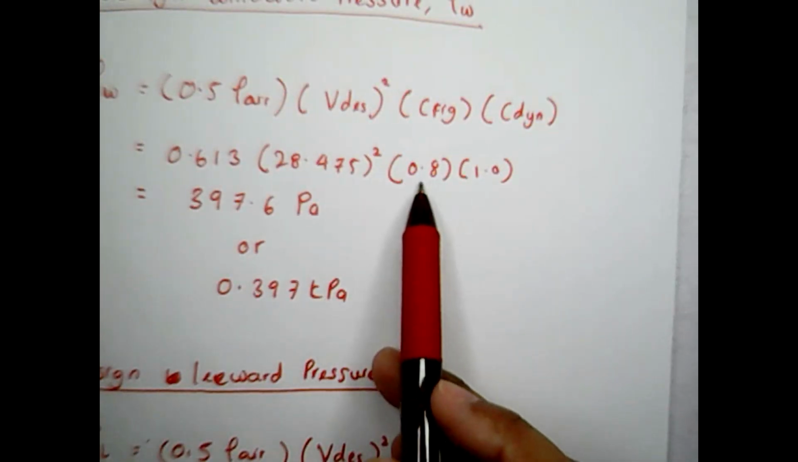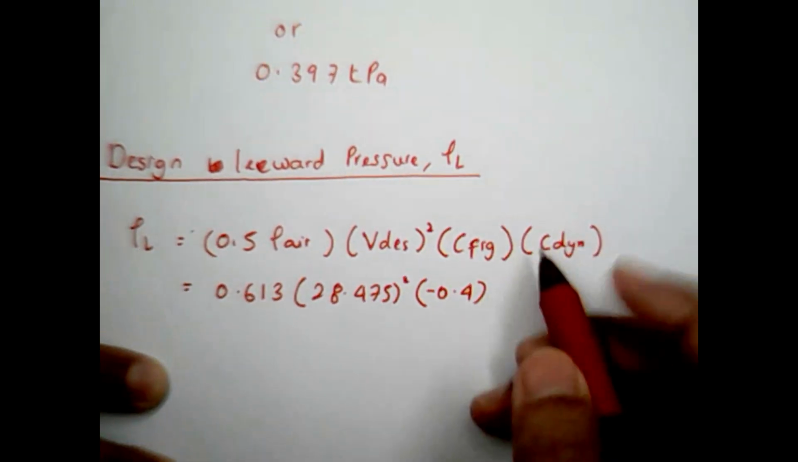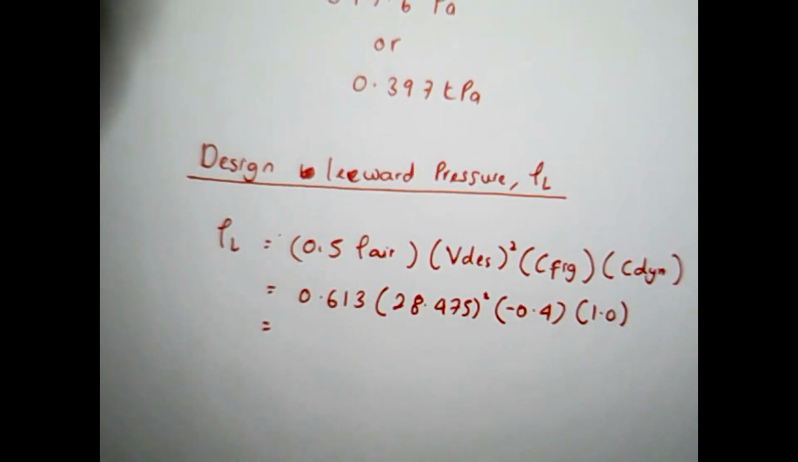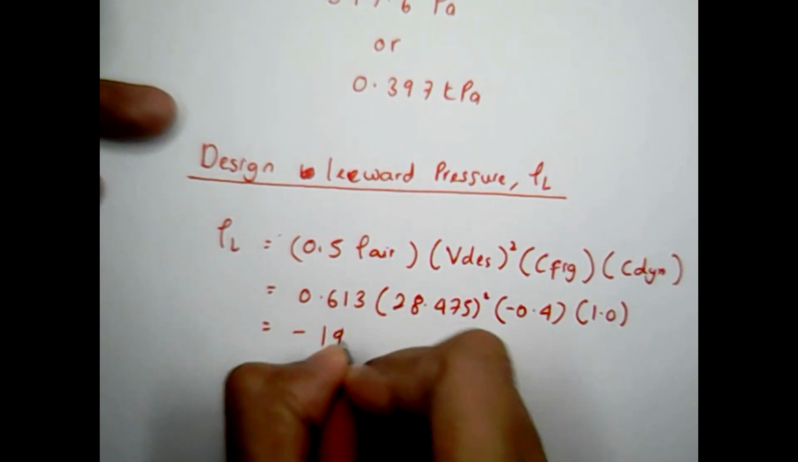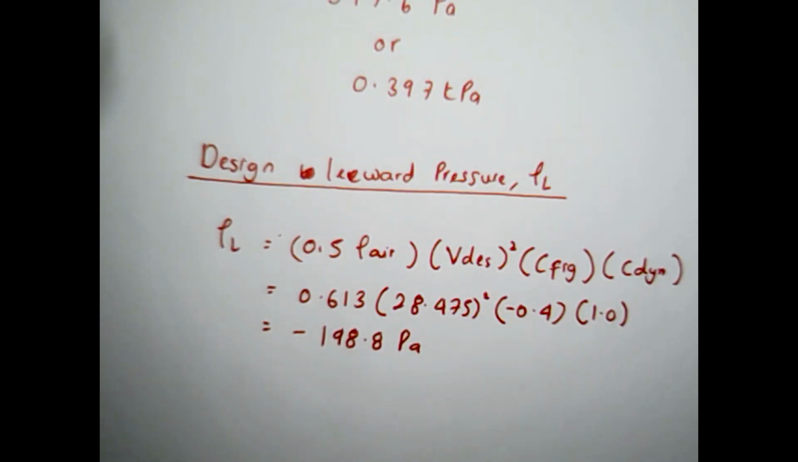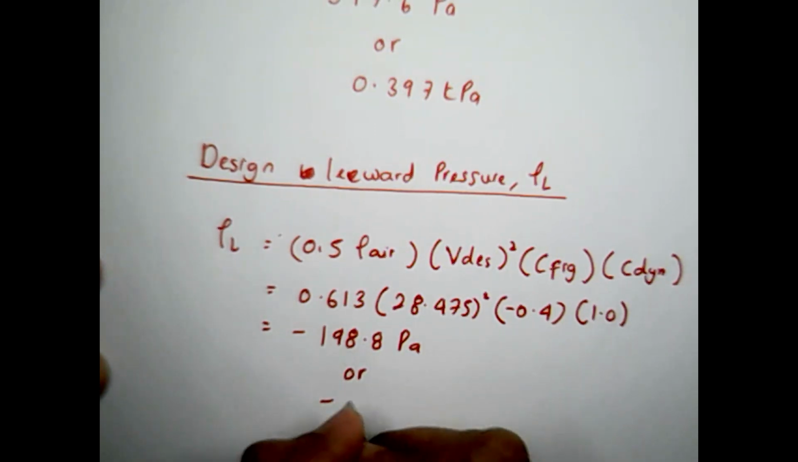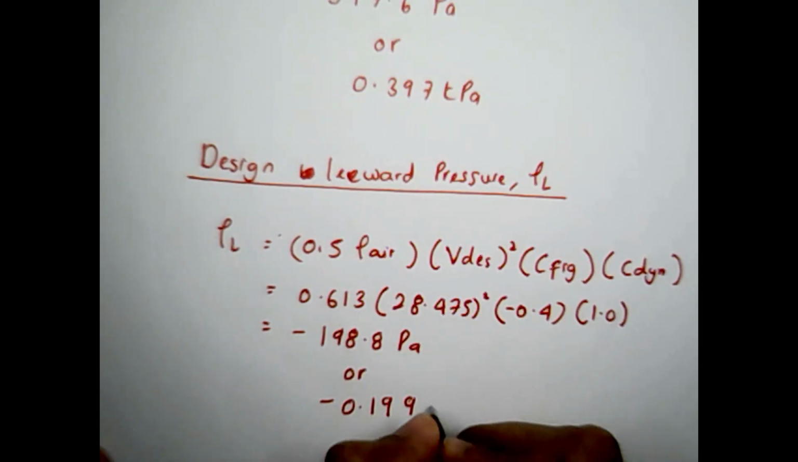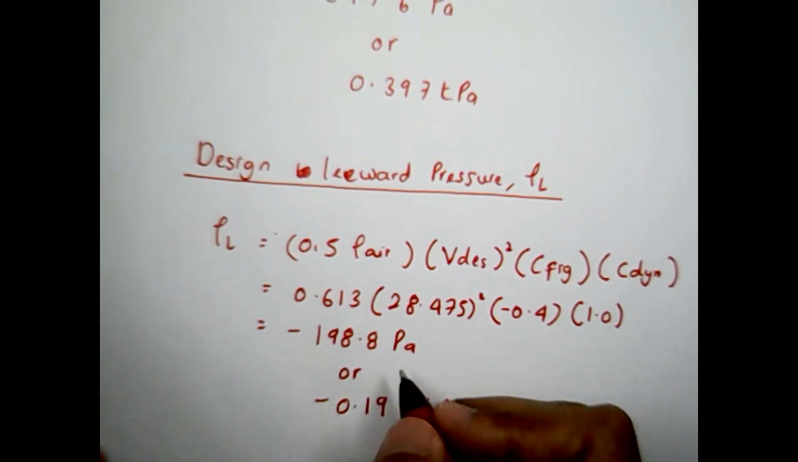So make sure it's different. Here is windward and here is leeward. Leeward is negative. So dynamic factor is 1. Finally, if you calculate by calculator, 0.613 times 28.475 squared times 0.4, and then you get negative 198.8 Pascal divided by 1000. So you have here negative 0.1199 kilopascal. So this is for the leeward.